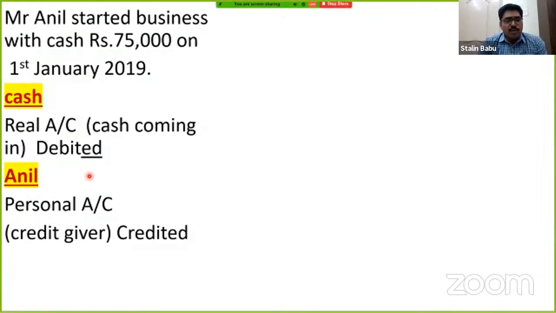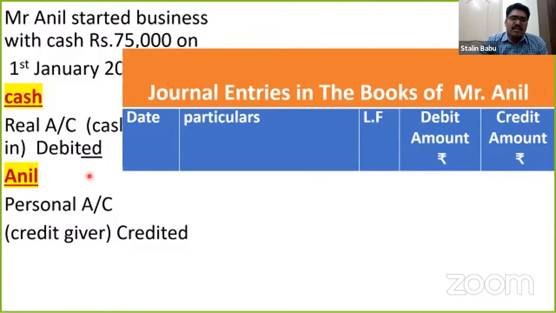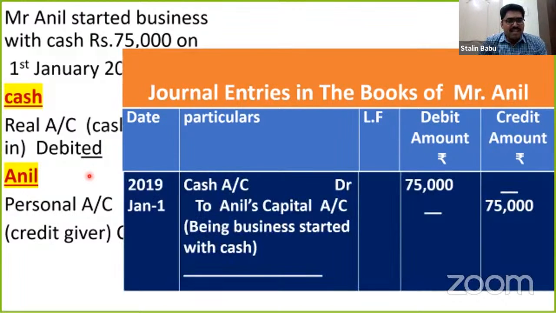Whenever the owner provides cash to the business, instead of writing his name, we write his capital account. So the entry is cash account debit to Anil's capital account.